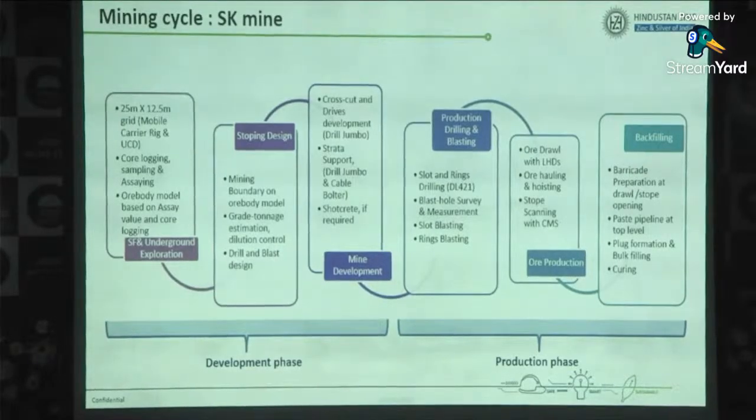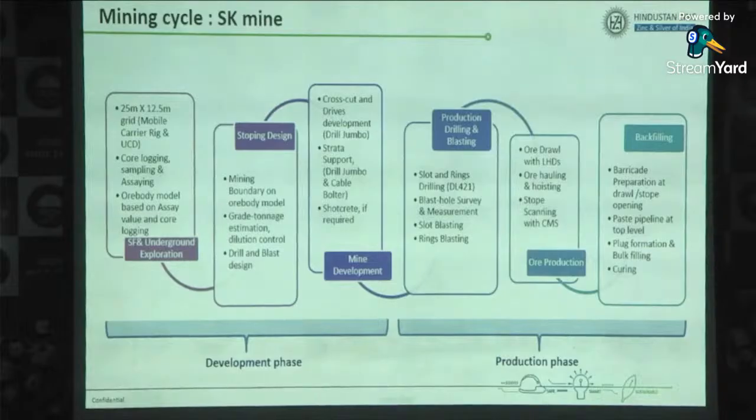Then after having some ore body shape, we use core logging, sampling, and assaying to know what grade we have. Then based on the assay model of the ore body, we make one block model. From that block model we do stope design. That block model is divided into some parts.